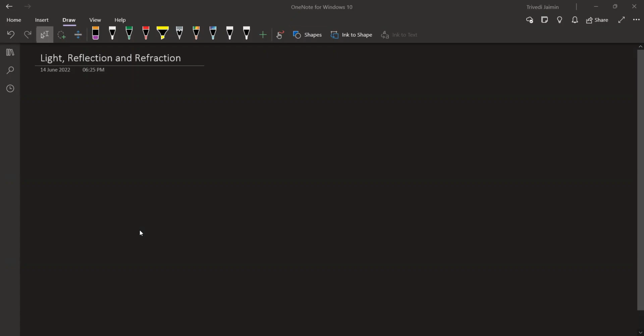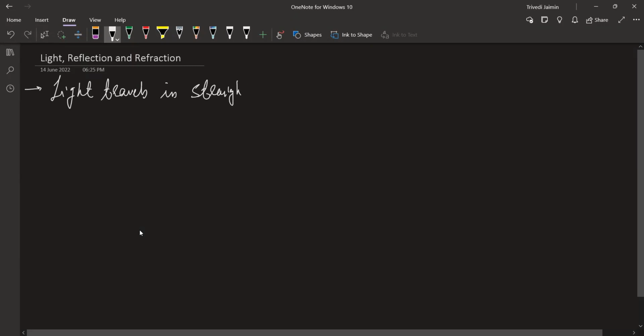Okay, so let's try it point-wise. First one: light travels in a straight line, which is called rectilinear propagation of light. Correct.